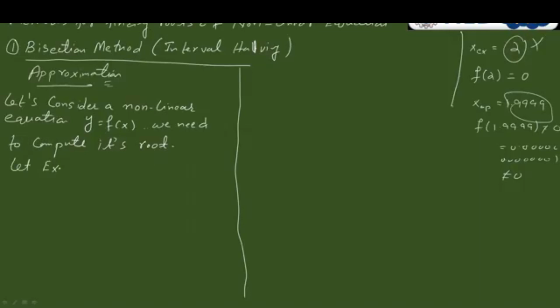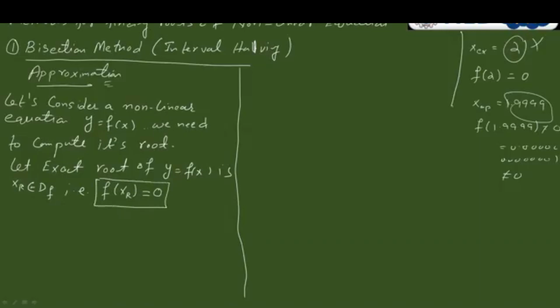Let the exact root of y equal to f of x be xr. Now the question may arise, sir, if you know the exact root, why do we have to learn this method? It is a derivation, so we are assuming that there exists some number xr which belongs to the domain of this function, whatever this function is, such that this is the root. That is, if I replace x with xr in the function, the answer must be exactly equal to 0. So this is our exact root.